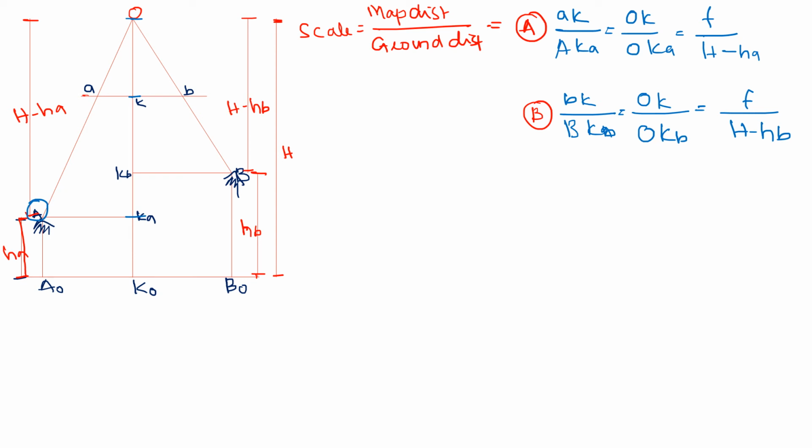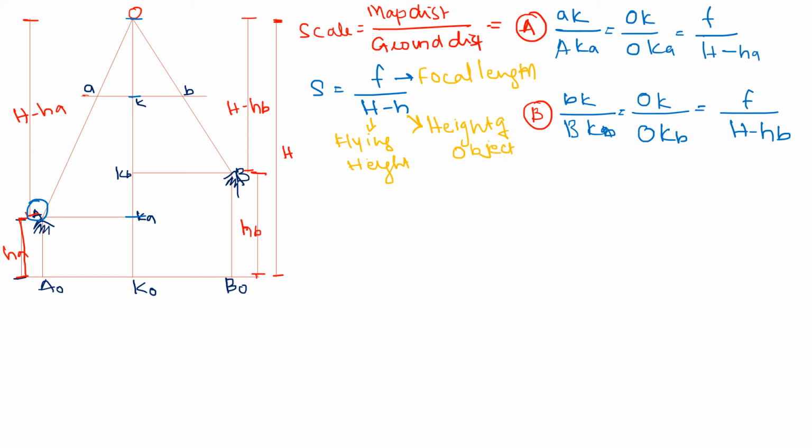So overall, from both of these I can understand that the scale of the photograph can be calculated as F divided by H minus h, where F is nothing but the focal length, this capital H is nothing but the flying height, and this small h is nothing but the height of the object. Okay, so now this is the overall height.